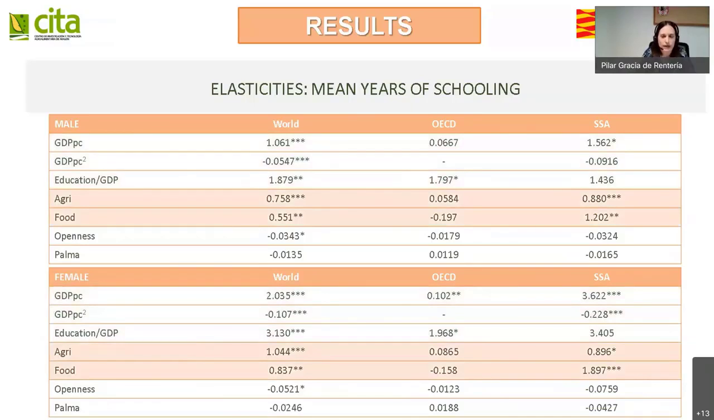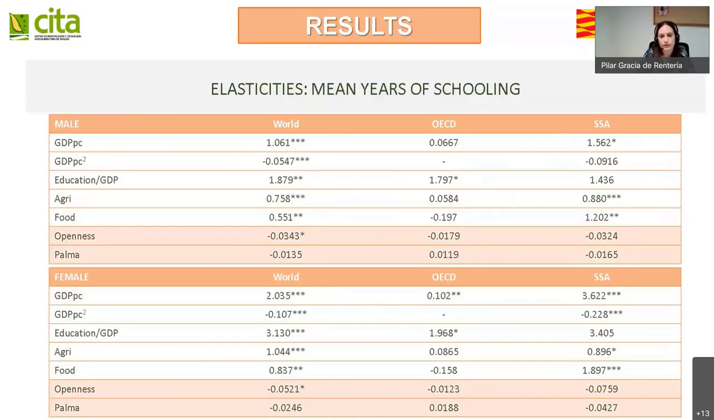The share of agriculture on GDP and the per capita food intake also have a positive effect on education at the global level, but at regional level, we observe that the impact of these variables in the OECD countries is not statistically significant. And finally, the other variables, the openness index and the Palma ratio, unfortunately, have a very limited effect, and the elasticities are usually non-significant at a regional level.